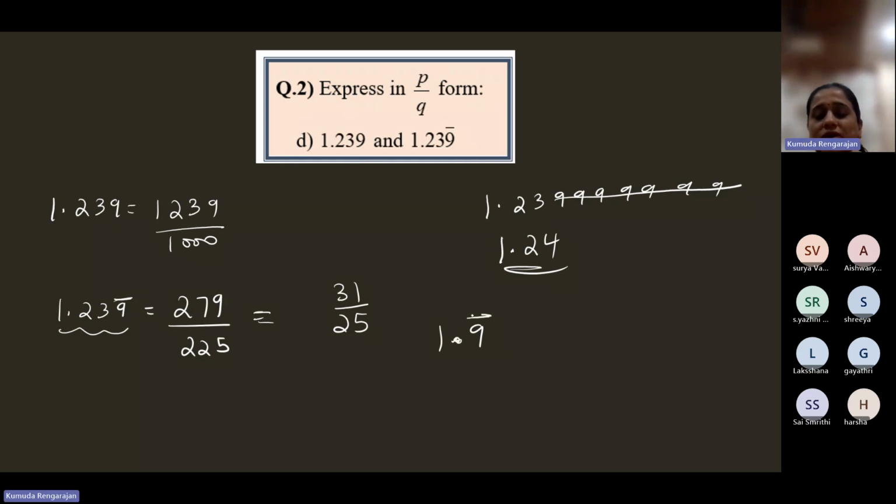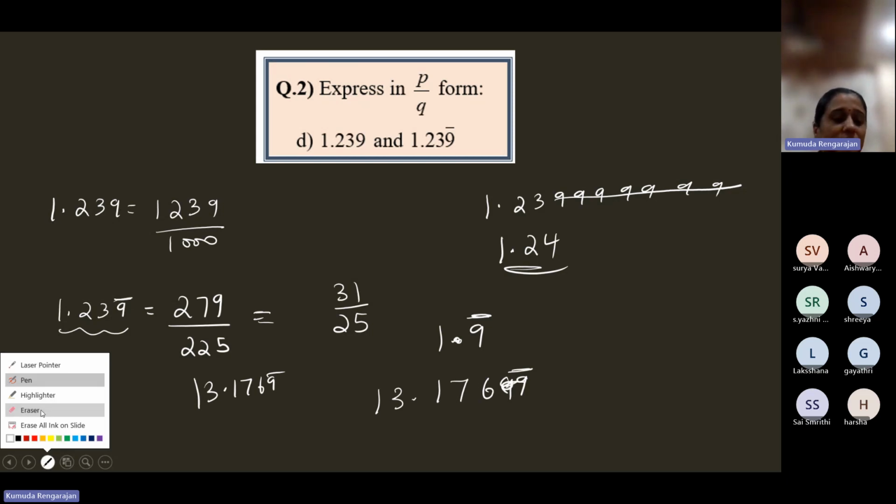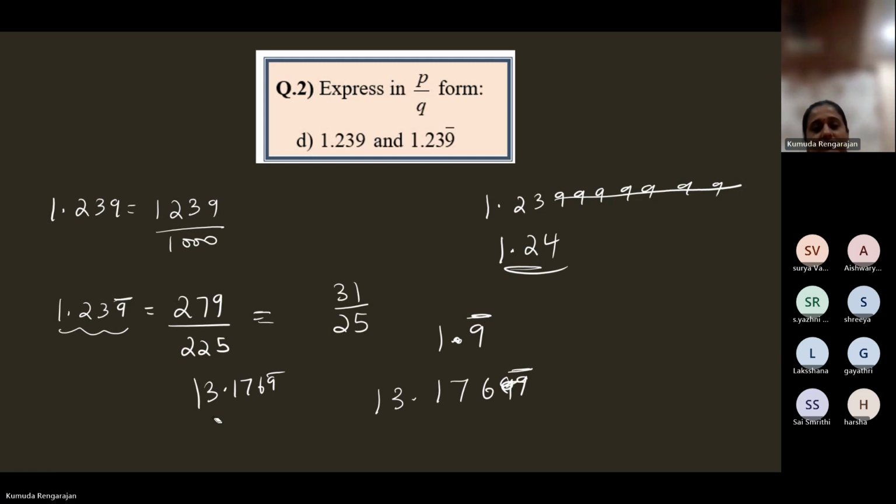Now for 1.9, you try for 1.9 recurring. The P by Q form for 1.9 recurring, something like 13.1769 recurring or 90, 9 recurring. For all these, you will see that in the P by Q form, the denominator will have prime factors 2 or 5 or both 2 and 5.